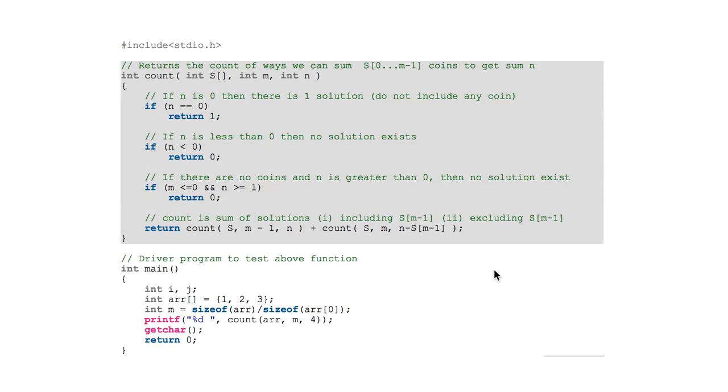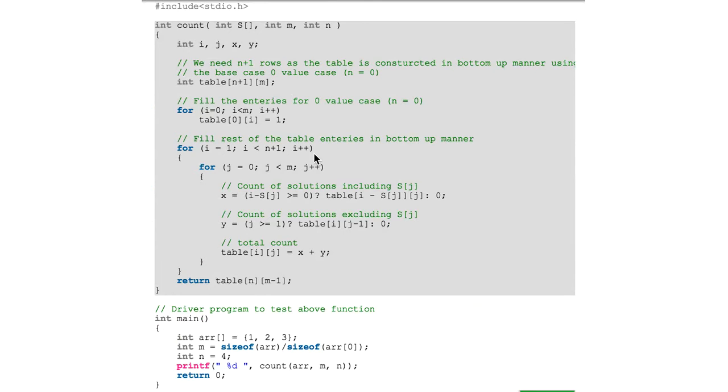Same thing, whatever I have written. Int s, int m, and int n. Int m is the start, basically. Same thing, whatever I have written. Clear? Guru, can I go to the next slide? Now this is the other one.